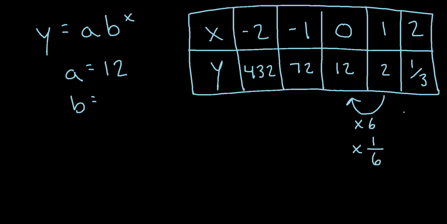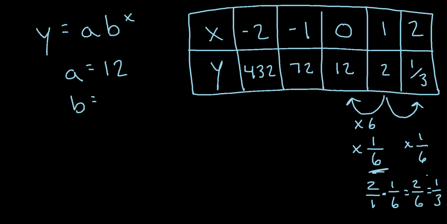And we'll notice that we have to do the same to go from 2 to 1/3, we also have to multiply by 1/6. So if we say 2 over 1 times 1 over 6, we get 2 times 1 is 2, 1 times 6 is 6, which is 2/6, or that can be reduced to 1/3. So it looks like the rule is we're multiplying by 1/6 to get the next y value in each sequence. So b in this case is going to be 1/6. So our final equation will be y is equal to 12 times 1/6 to the power of x.